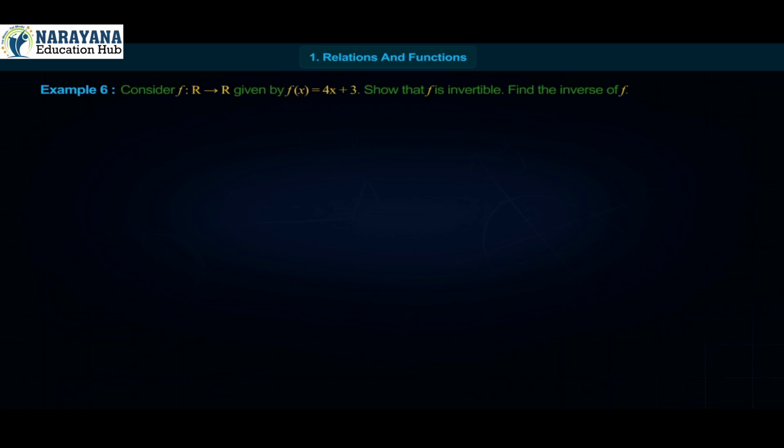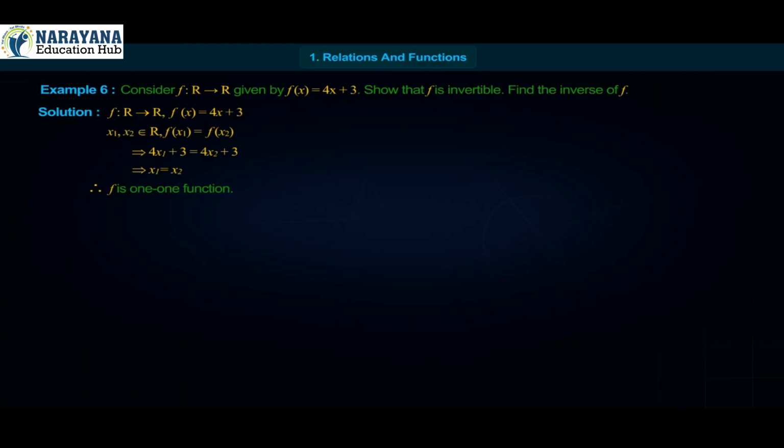Example 6. Consider f from R to R given by f(x) = 4x + 3. Show that f is invertible. Find the inverse of f. Solution: f from R to R, f(x) = 4x + 3. Let x1, x2 belong to R. f(x1) = f(x2) implies that 4x1 + 3 = 4x2 + 3, which implies that x1 = x2. Therefore, f is a 1-1 function.